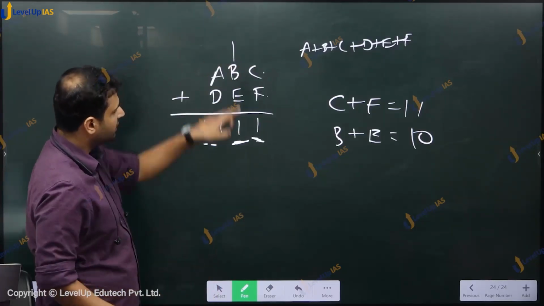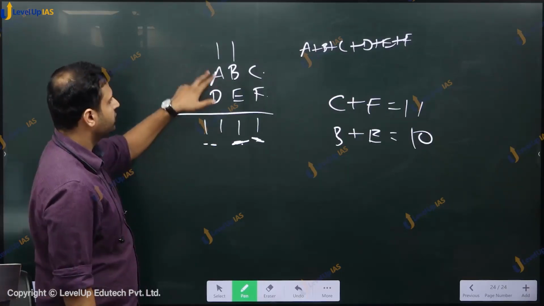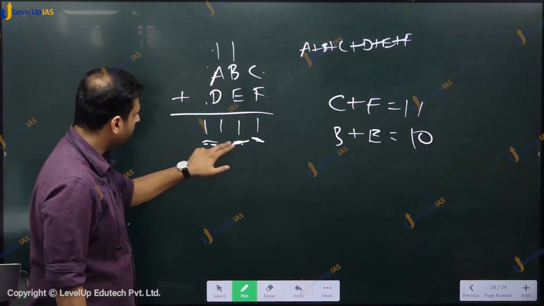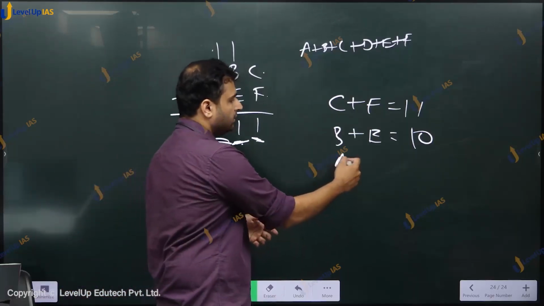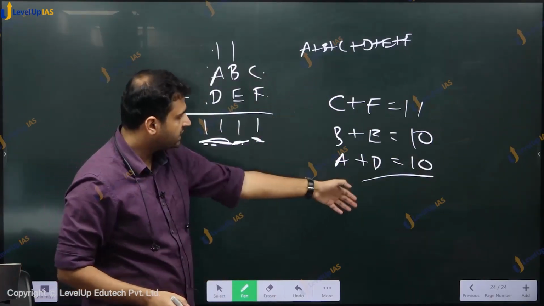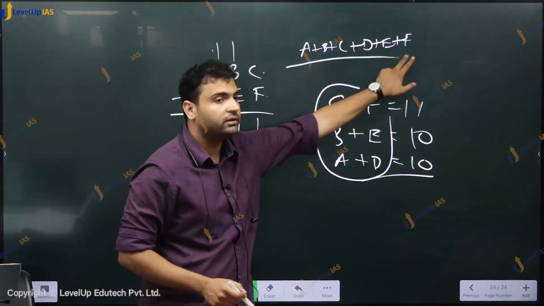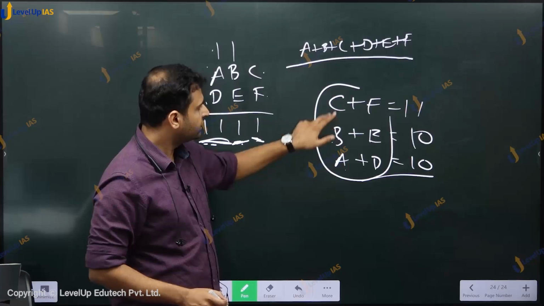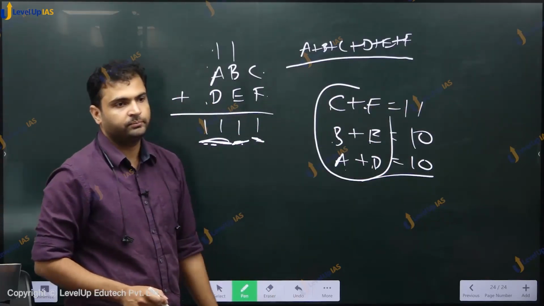Again you have B plus E plus 1 as 11 and carry forward 1. Same logic. A plus D plus 1, you now have 11. So A plus D is 10. You add left hand sides, you add right hand sides. When you add left hand sides, you get this quantity, A plus B plus C plus D plus E plus F. And on the right hand side, you get 31.